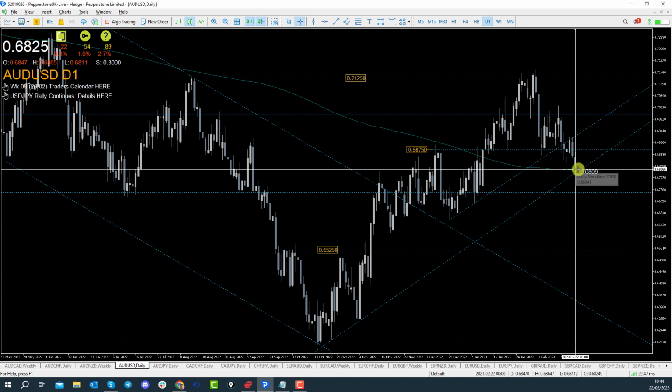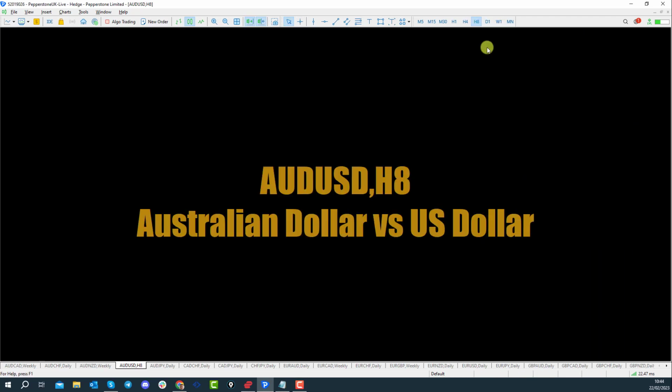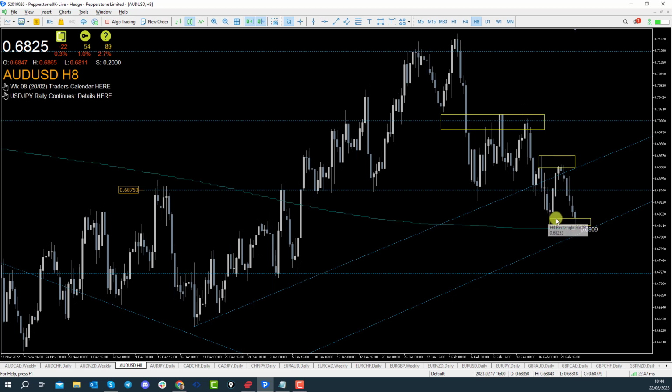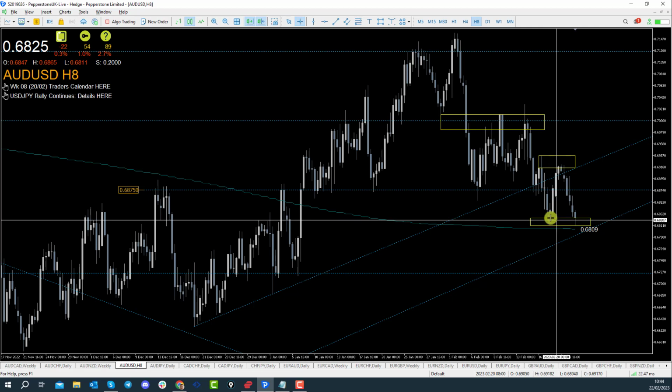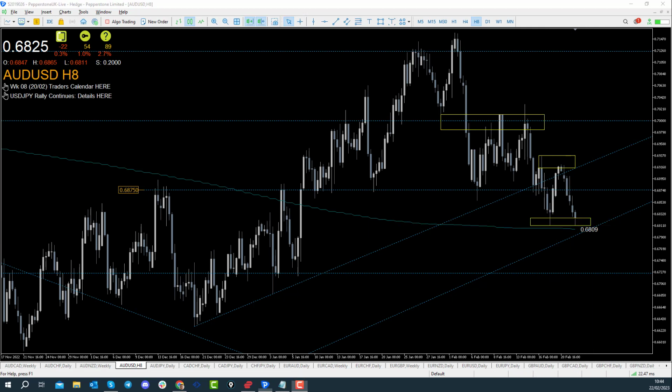Because if price does start to find support down at this area, if I was just to drop into an 8-hour time frame, you can see we've come into previous structure lows here. We'll just zoom out a little bit. We've come into previous structure lows here as well. So what we may see is price trade up from this zone to the next zone of interest around the 0.69, and then price continue to move to the downside. So that's something to consider.